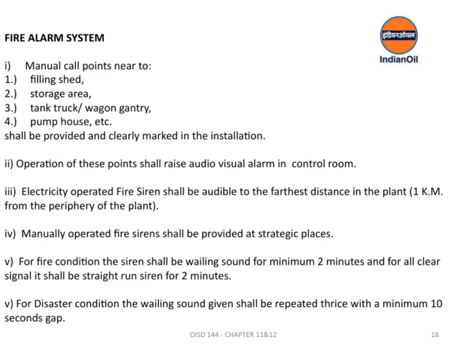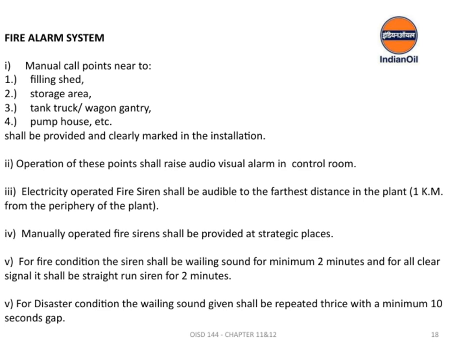Let's go through some key points about the fire alarm system as per OISD 144, Chapters 11 and 12. First, manual call points should be installed near critical areas such as the filling shed, storage area, tank truck or wagon gantry, and pump house. These points must be clearly marked to ensure quick identification during an emergency. When someone operates these call points, they should trigger an audio-visual alarm in the control room, alerting the team immediately.